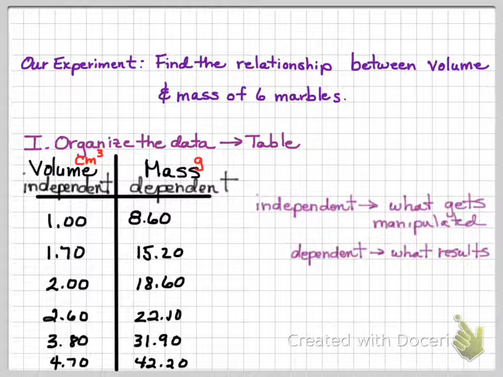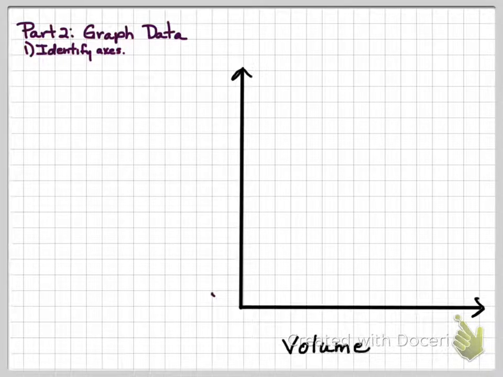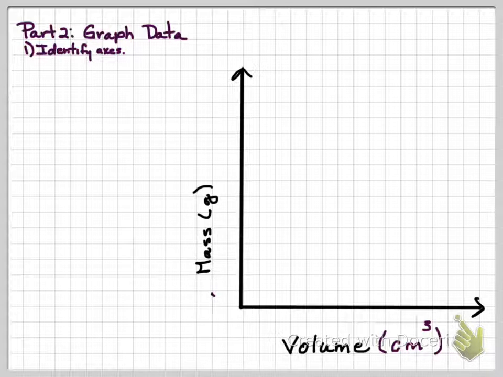Okay, now that we have found our table, the next thing that we want to do is to represent the same data in a graph. We can transfer the info that we have in the table to a graph. First, what we need to do is identify our axes. Remember that volume is the independent variable, so it goes on the horizontal axis, and the unit of measure there is cubic centimeters. The mass is the dependent variable, and it's on the vertical axis. It's measured in grams.